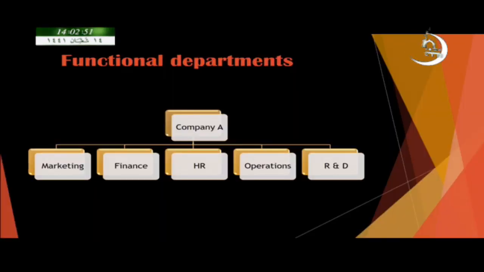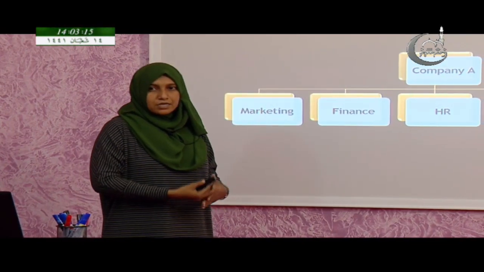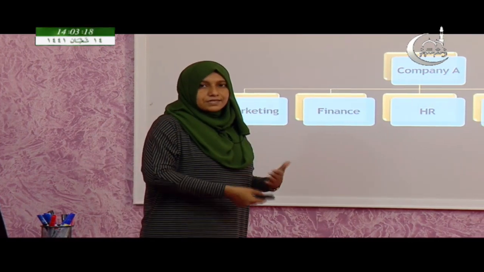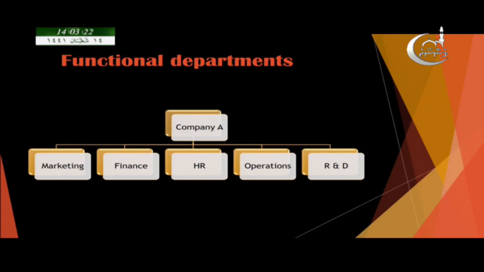Human resource department is responsible for all the work that is related to the employees of the organization. Then operations includes all the work that is related to the production area. The last one is the R&D department. R&D refers to research and development. It carries out research and development about the products, what happens in the market, how they are developing new products, and how customer tastes and fashions are changing. All these activities will be carried out by the research and development department.